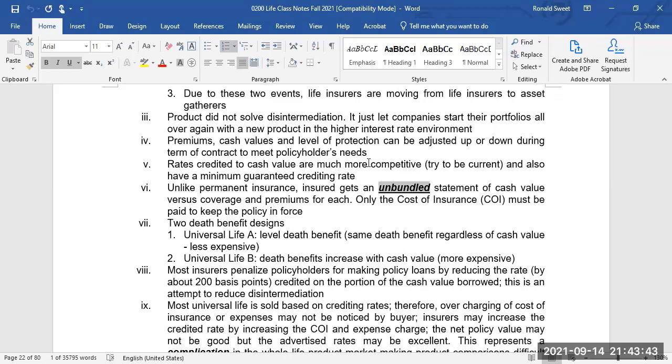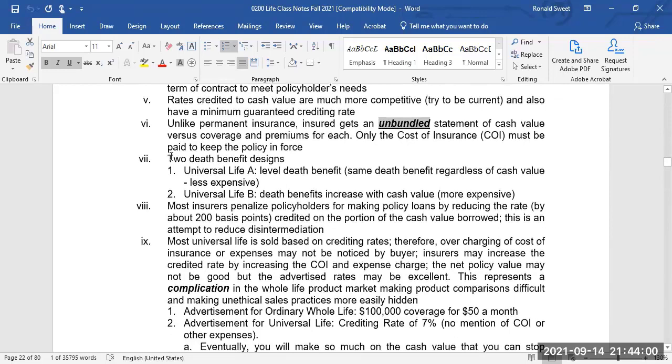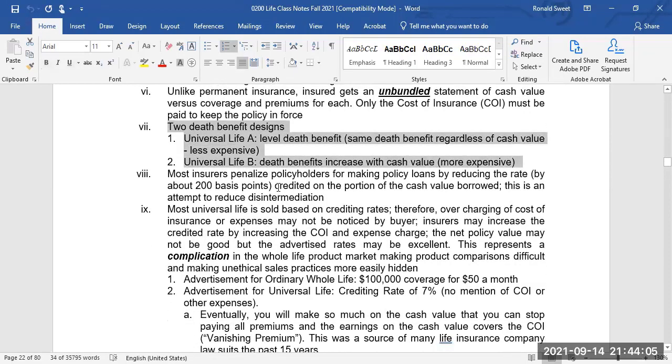With whole life, you don't have that choice. You have to keep paying the premium. If you stop paying the premium, they're going to give you your cash value back, cancel the policy, and you're done. With universal life, though, as long as you've got cash value to cover the premium, you're in good stead. One other thing they do with universal life, which I think is quite confusing, is they have two different types of death benefits. One's just a level death benefit. Another one is a level death benefit plus your cash value.